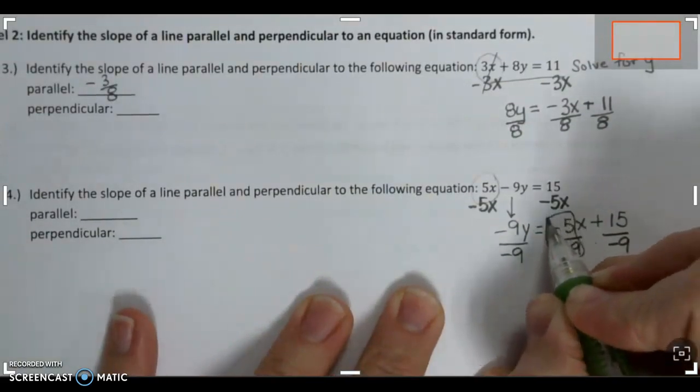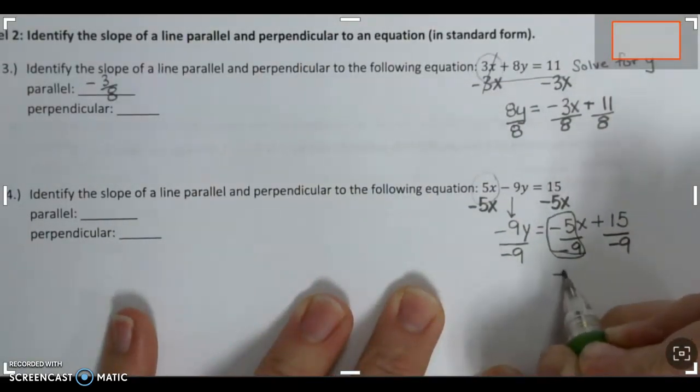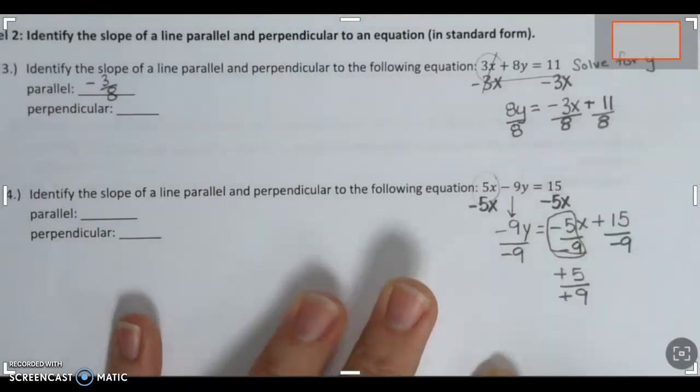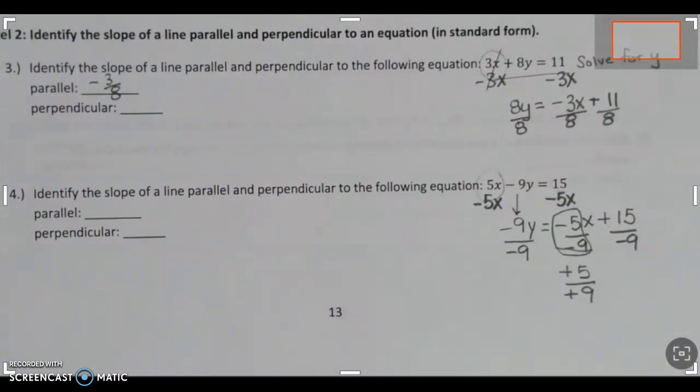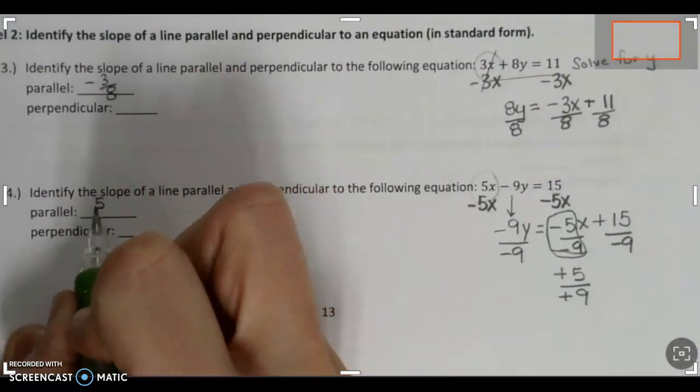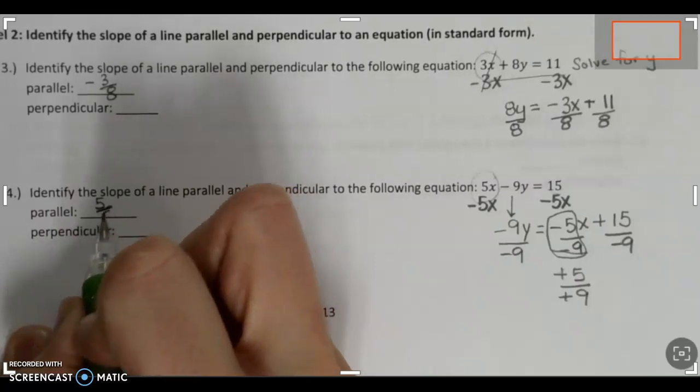So what I want to write down as my answer is, even though I see my slope right here, I see it, it's the number in front of the x, I'm actually going to make sure to write down positive, because 2 negatives makes a positive. So when you write your answer over here, I'm going to write +5 over +9.